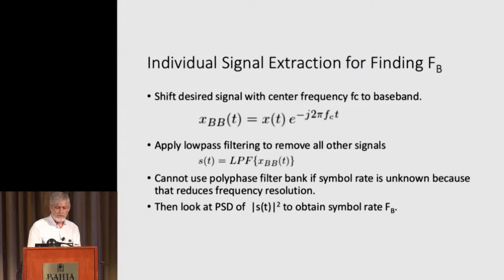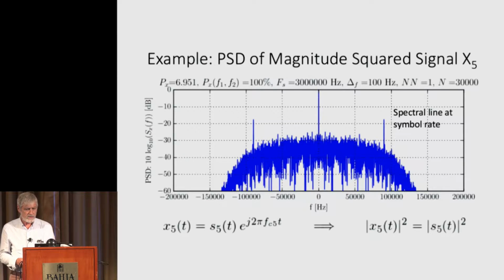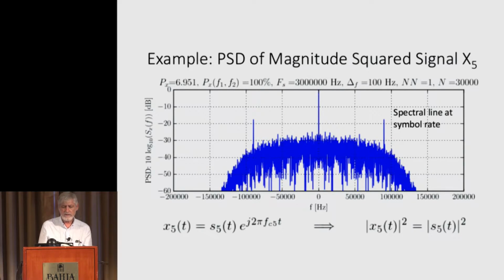We take the magnitude squared of the signal, and this gives us spectral lines at the symbol rate of the signal. Here is an example for that signal X5, the one on the very right-hand side. After taking it down to baseband, separating it from the other signals, squaring it and taking the power spectral density, we can see two nice peaks there. Even though it is a 10 dB signal-to-noise ratio signal, the peaks are actually fairly significant, and we can operate on that.